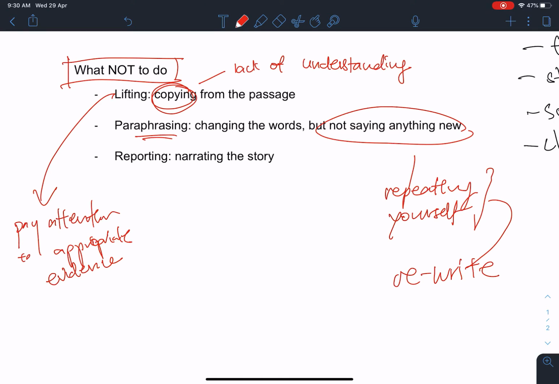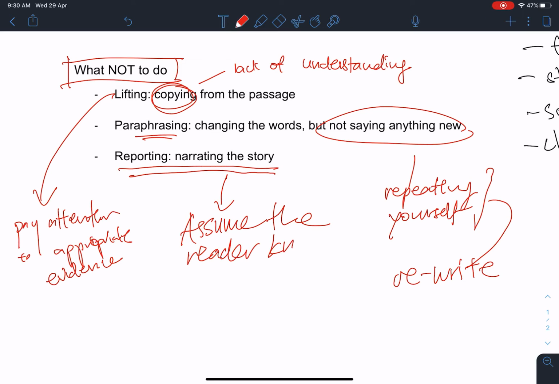Neither do I need an essay reporting and narrating the story. What you need to do is assume the reader knows the story. Assume the reader knows exactly what is going to happen. I know every single detail. What I want you to tell me is why those details are important and how those details work. I do not need you to report the story to me. I have the book. What I don't have is your understanding, your interpretation of what the book is saying. So I hope this is helpful.